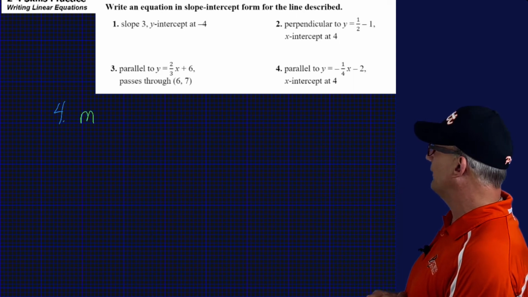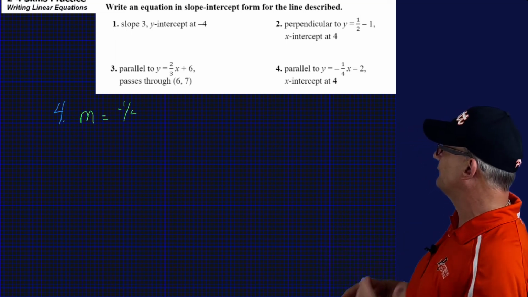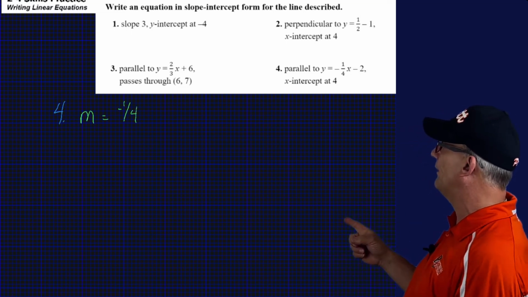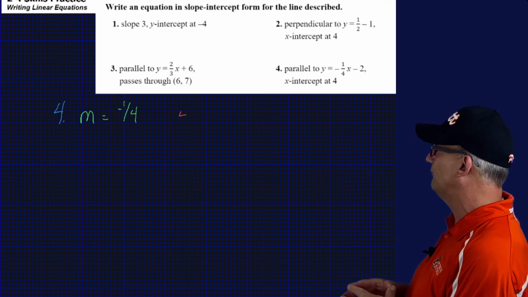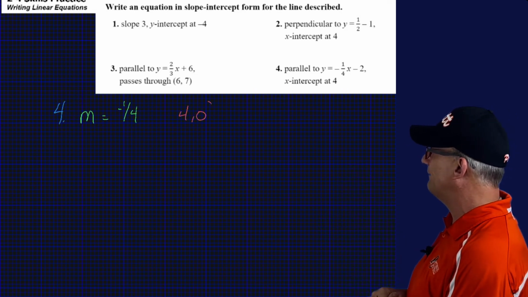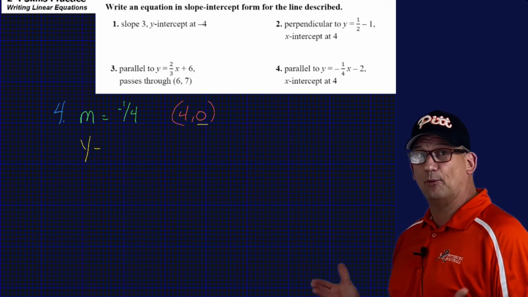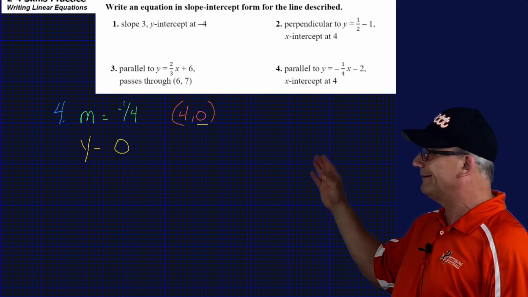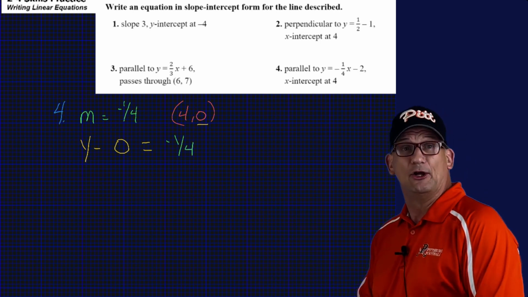Okay, now number 4, they want parallel again. So once again, they didn't tell us the slope, but we know how to interpret that as we're going to use the exact same slope, -1/4. The x-intercept at 4, that means it's 4, 0, right? That's the point they're giving us. So now we have what we need to substitute it in, as long as you can interpret what they've given you. They've given you everything you need to be able to do it.